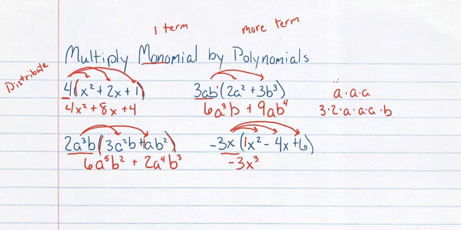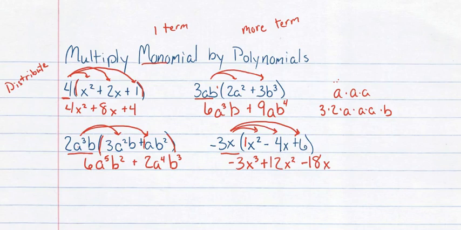Now I'm going to take the negative 3x times the second term. Negative 3 times negative 4. Well, that's positive 12. And x times x, that's 2 of those, so x squared. That's the second term. And then I have the third term. So negative 3 times 6, that would be negative 18. I have an x on the outside and I'm multiplying. I don't have another x to put it with, so I just rewrite the x.